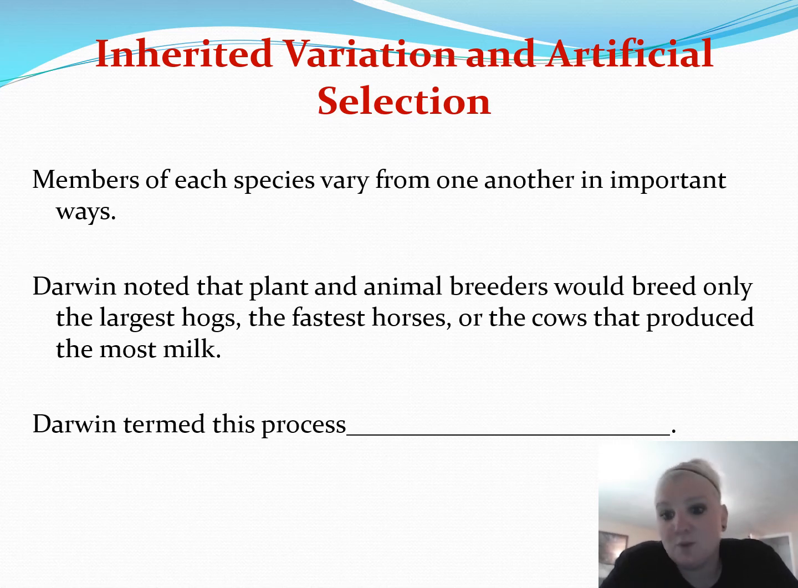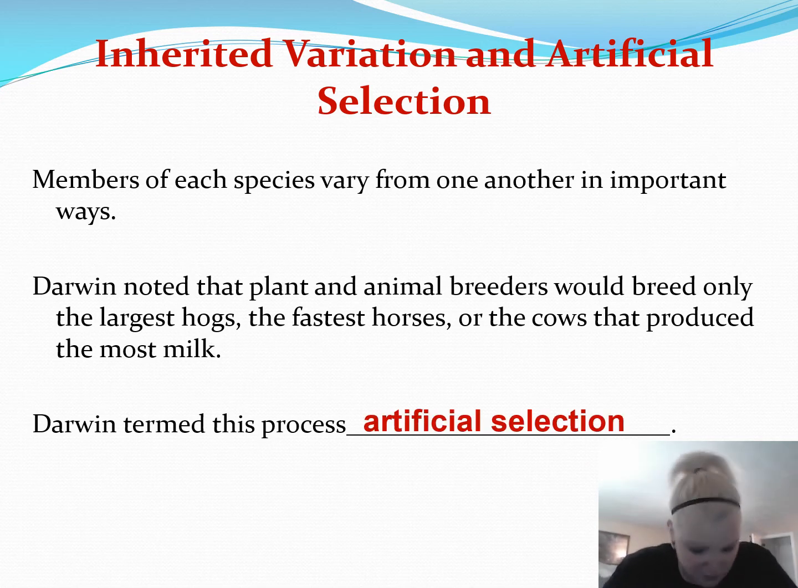The easiest way to understand this is to talk about something called artificial selection first. And artificial selection, if something's artificial, we know it's fake. Artificial selection is when an outside source chooses what traits we find desirable and want in offspring.